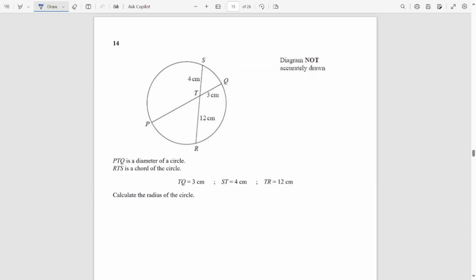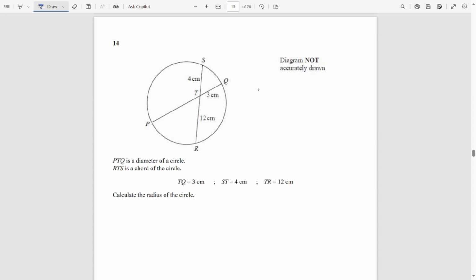Okay, our next question, number 14, we have a chord problem here. And what I'm going to have to use for these intersecting chord problems is that this, PT, multiplied by this, is equal to this multiplied by this. And I can immediately see, using that rule, I should be able to work out that PT part because it's the only bit that is missing for me.